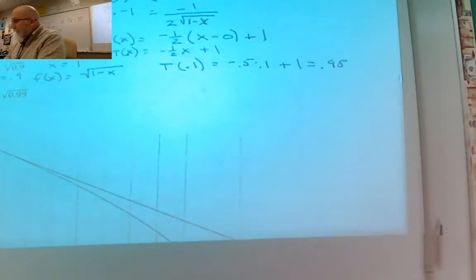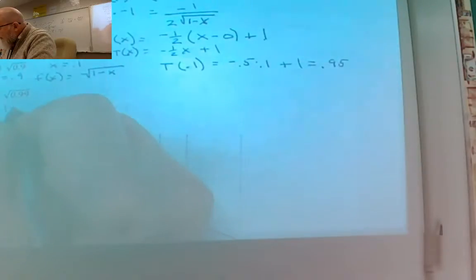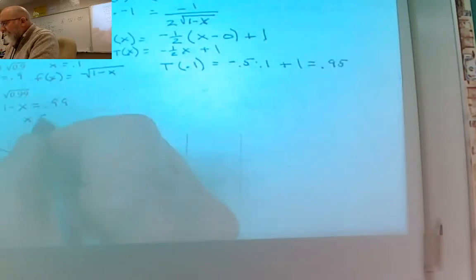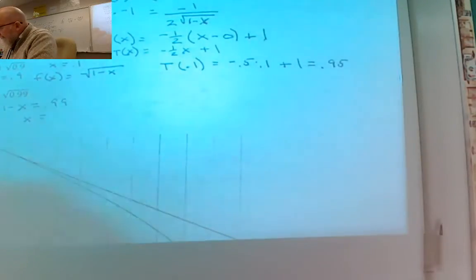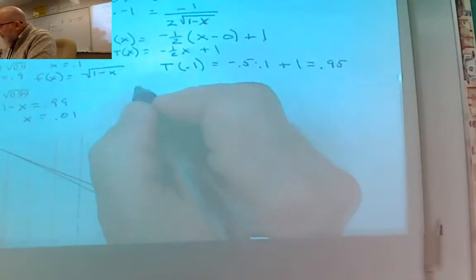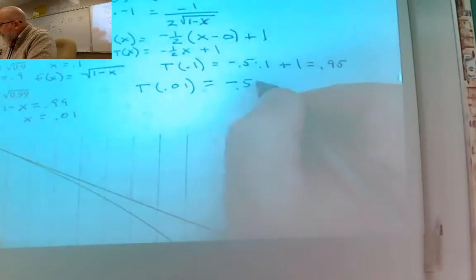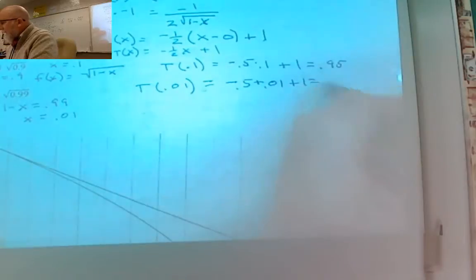On your calculator, what is the square root of 0.9? 0.9486. Okay. Well, that's pretty close to 0.95, isn't it? Okay, so now this means 1 minus x equals 0.99, right? So x is going to be what? 0.01. So that means I'm going to put 0.01 into there. So I'm going to have a negative 0.5 plus 0.01 plus 1, and I would get what is my answer.